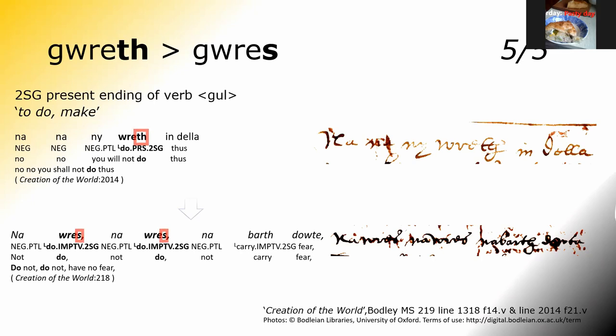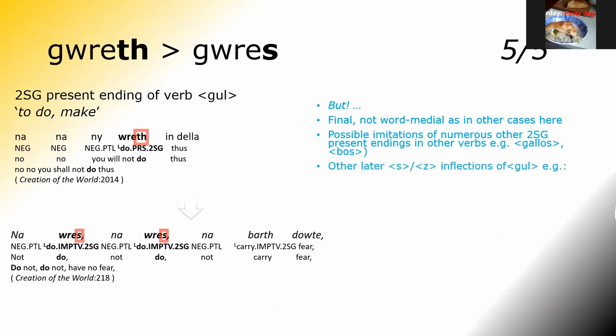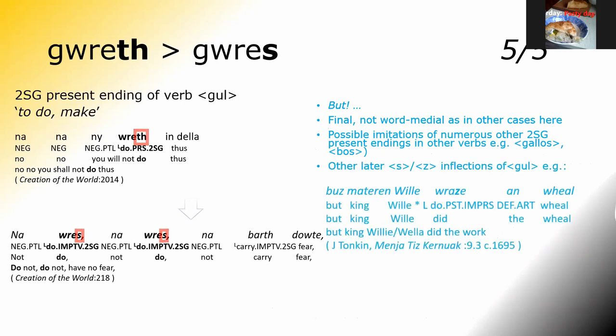Aha! Sibilation? Not really. For one thing, these are at the end of the word, not between vowels, as had been in the other cases. We also know of several other verbs where second person singular present likewise has s spelt endings later on. Furthermore, in the shown examples here, both are from the same 17th century script for creation of the world, just a few hundred lines apart, so the change seemed to have been uncertain.